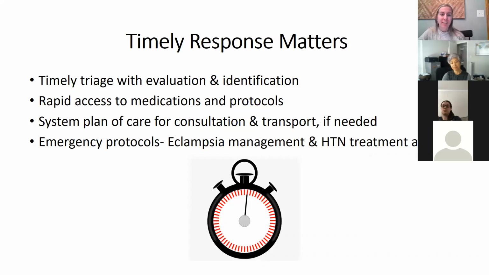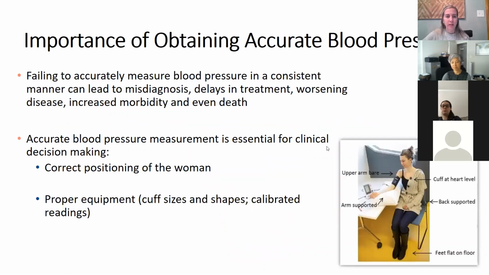It will help you. Make sure that you know your system plan for consultation, like if you need to get an MFM involved, or if you need to transfer to a higher level of care. Ask your managers, ask your educators, charge nurses, what's the process for this if you're unfamiliar, to make sure that you know what you need to do to get that patient somewhere else if they need to be. And then emergency protocols for eclampsia management and your hypertension treatment. Again, everyone's will be very similar. And I'll show you kind of what we use at University of Chicago. So you can look at that.